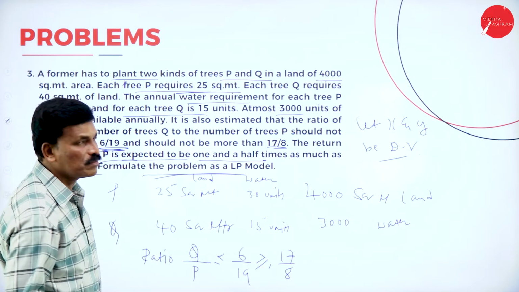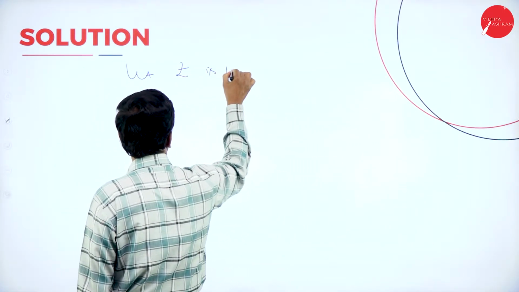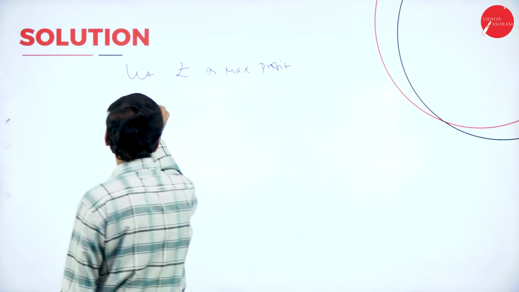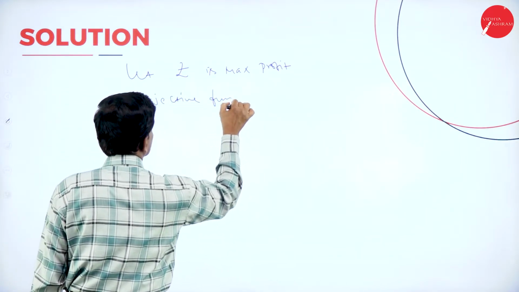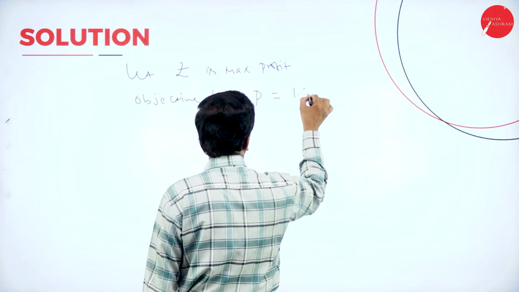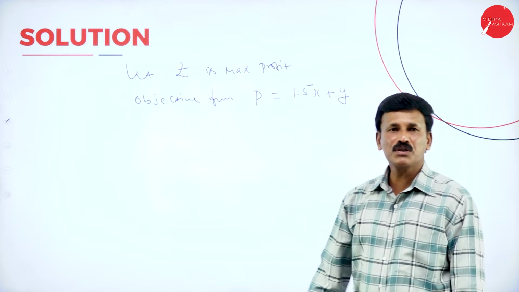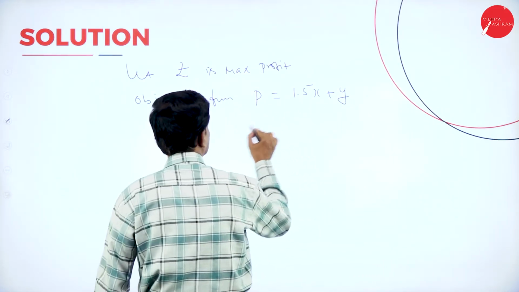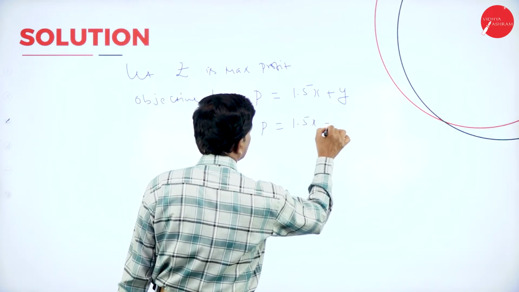Now let us go to the next page. Z is the maximum profit we want to get. So profit is Z. Therefore, the objective function is Z equals 1.5x plus y, since the profit from P is 1.5 times that from Q.